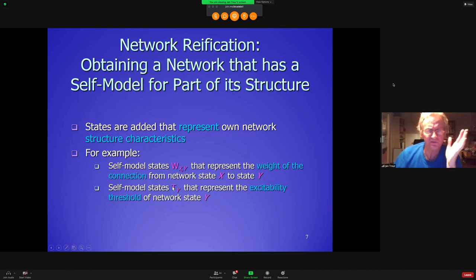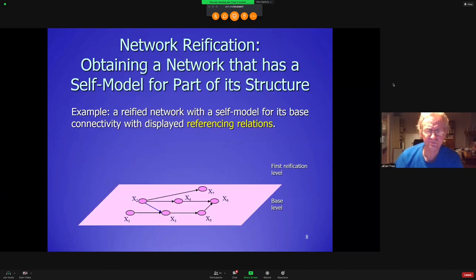So those are just additions to the network, and you include them in the network also by adding links to them, connections to them, and also the connections from them, so that they really operate within one network as a total. That's what we also sometimes call a self-modeling network. So let me show some examples. This is just a very simple example to get the idea.